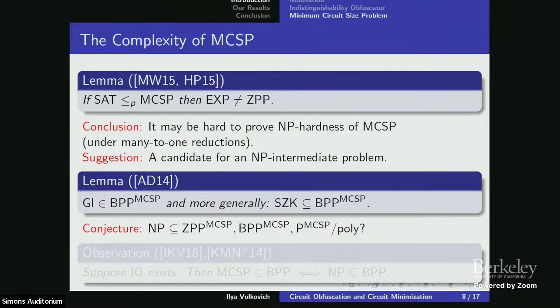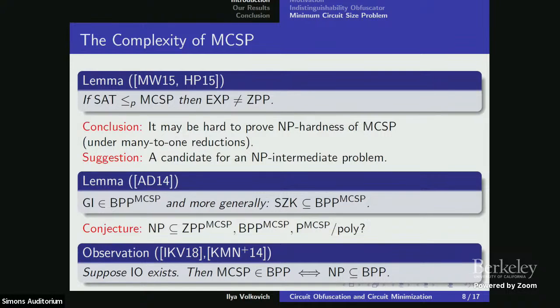This was observed previously in a different context in a paper by Kolmogorov et al., in the context of one-way functions, which is the following connection. Suppose iO exists, then MCSP is in BPP if and only if NP is in BPP. Sort of, this has this flavor of completeness, right? If I have iO, then MCSP, this problem bears the whole weight of NP. It's not the best thing that we want, but this already gives us the flavor that connects things together.